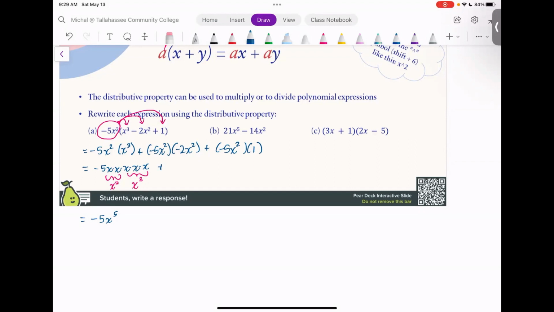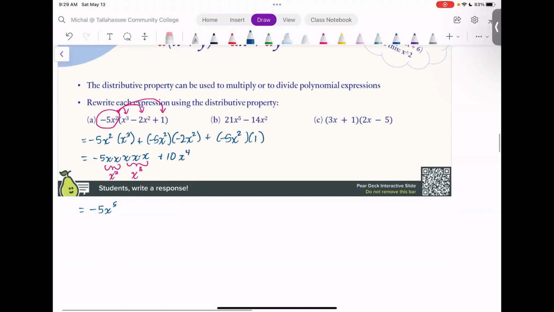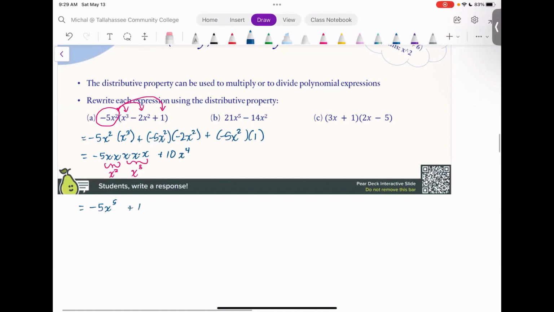Using that same logic, I do negative 5x squared times negative 2x squared. Negative 5 times negative 2 is positive 10. X squared times x squared is x to the power 4. Plus, I'll bring this down here too. Plus negative 5x squared times 1, which is just negative 5x squared. Now, when I have plus a negative number, that's the same as writing subtraction. So down here in my final step, I'm going to simplify this as negative 5x squared or minus 5x squared.